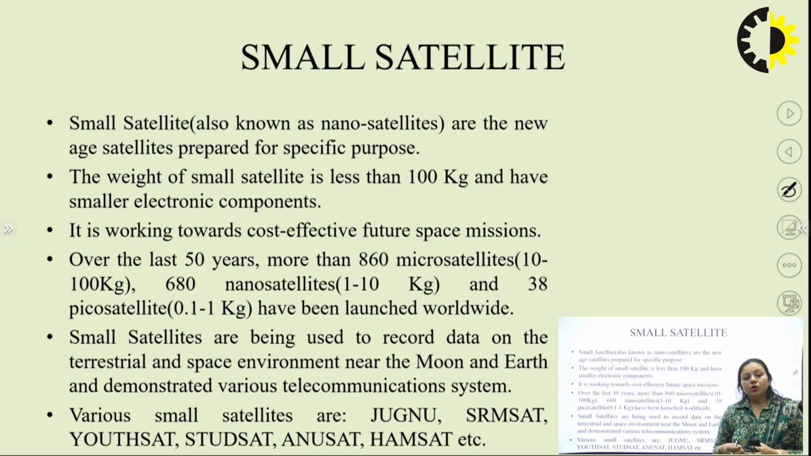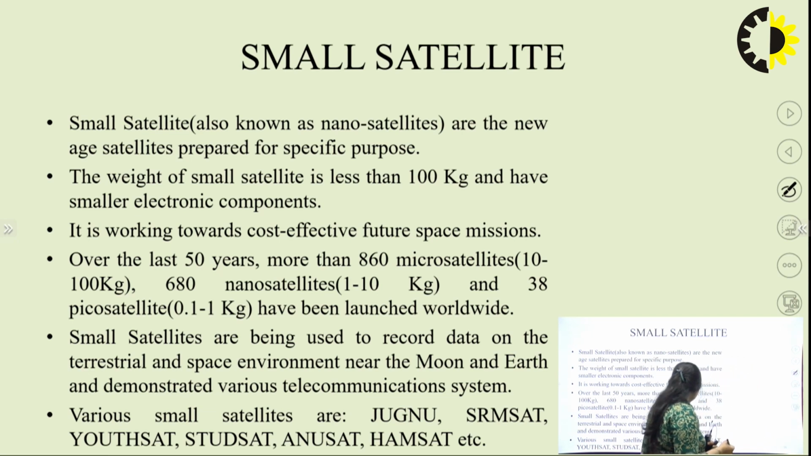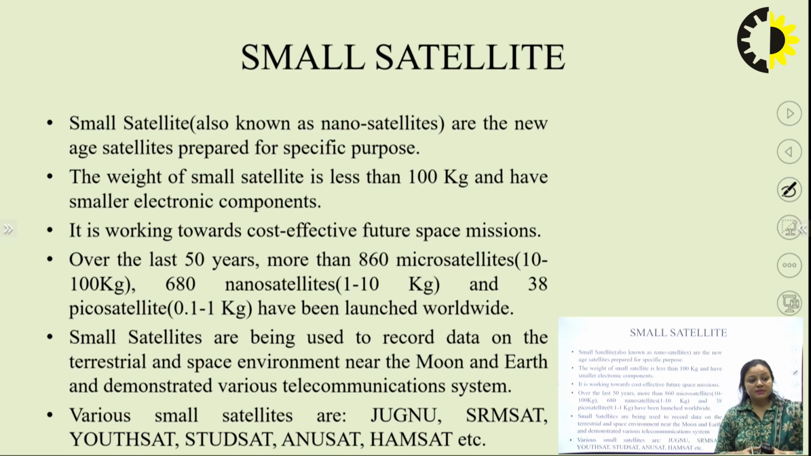Some examples of the various small satellites which have been launched are Jugnu, SRM Sat, then we have YouthSat, StudSat, and also HAMSat, NUSat. These are all examples of small satellites which have been launched for some particular application. The size is small, the weight is less, and we have launched it for some particular application.